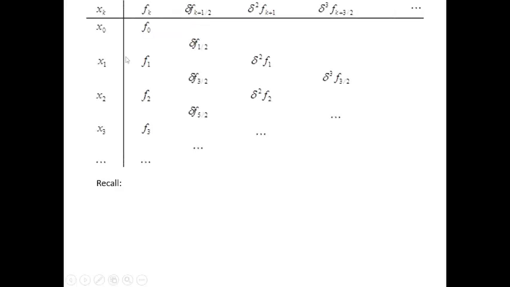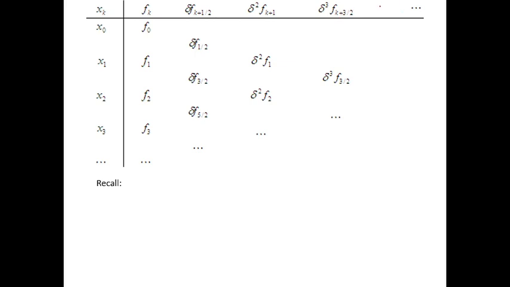So doing that, this is the template in constructing the difference table. So we have here x sub k, f sub k, delta f sub k plus 1 half, delta squared f sub k plus 1, delta cubed f sub k plus 3 halves.